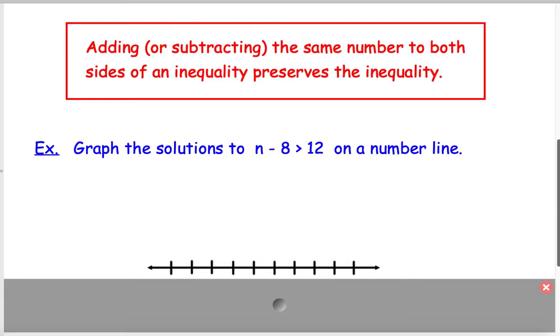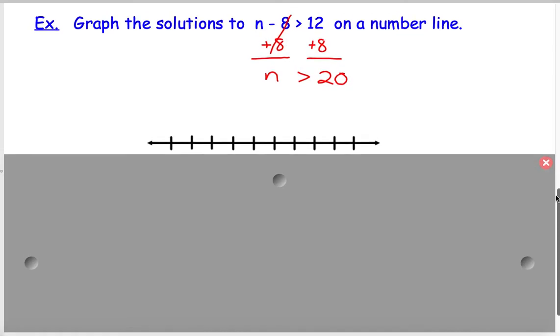So the first thing I want to do is get n by itself. So I'm going to add 8 to both sides. That'll preserve our inequality, so it's still going to be greater than. And on the left side, the 8's cancel, and I'm just left with n. And on the right side, I get 20. So n is greater than 20 is my solution.